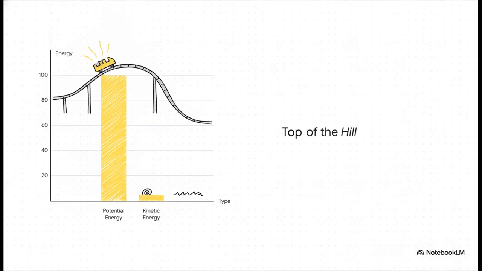And this brilliantly illustrates what happens at the very top of our roller coaster hill. Our gravitational potential energy is totally full. I mean, it is at its absolute peak. Meanwhile, right before the big drop, the kinetic energy is incredibly low because, well, the coaster is barely moving. All of that energy is just stored up in its high position.